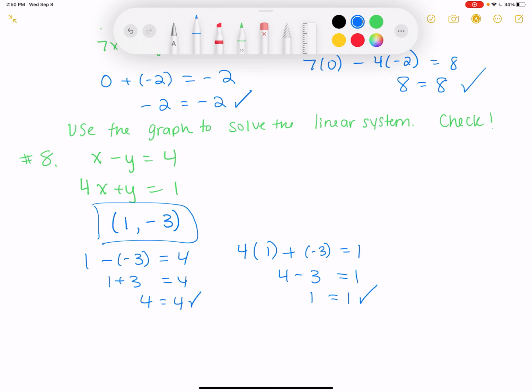Thanks to Maggie for correcting my error. That's part of why you check it. I knew it was negative, I just wasn't paying attention. But that's part of the checking: if you had plugged in 1, 3, you would have realized it isn't working and that you needed to make it negative.